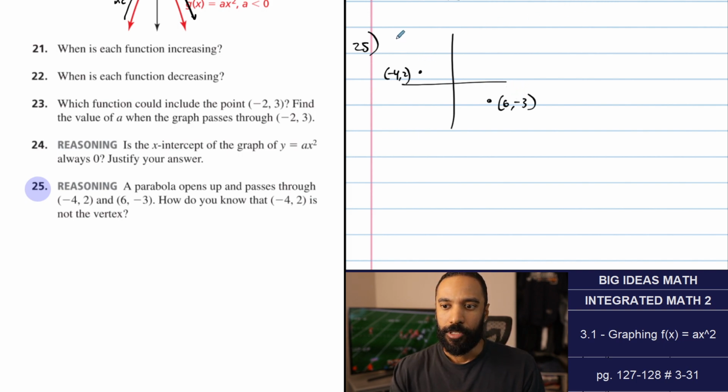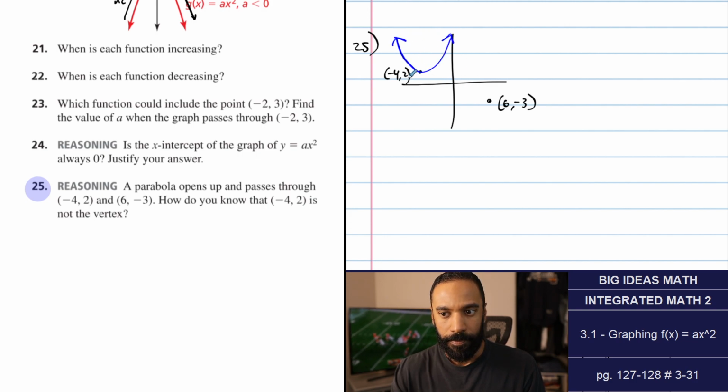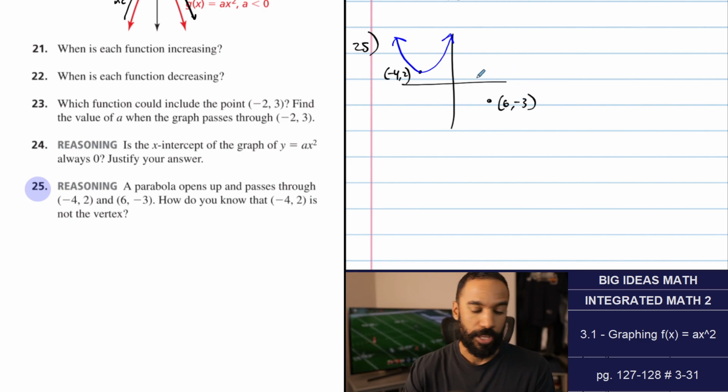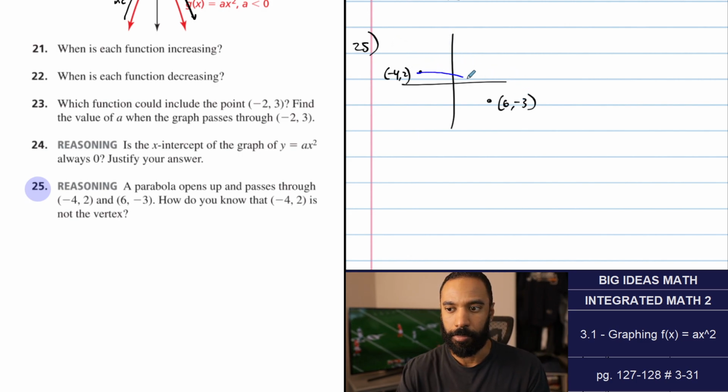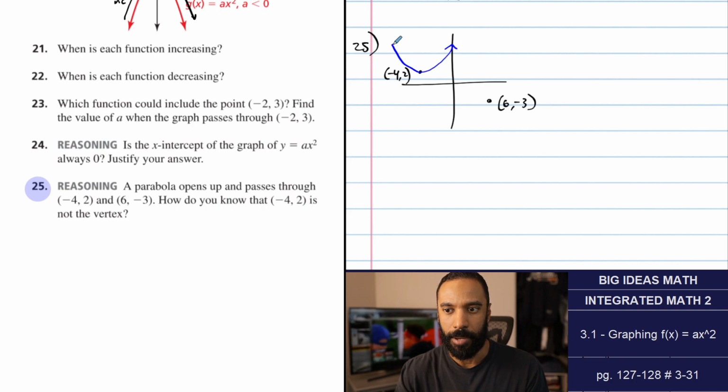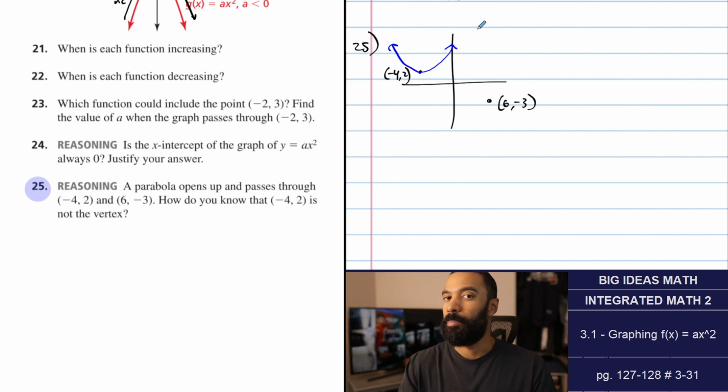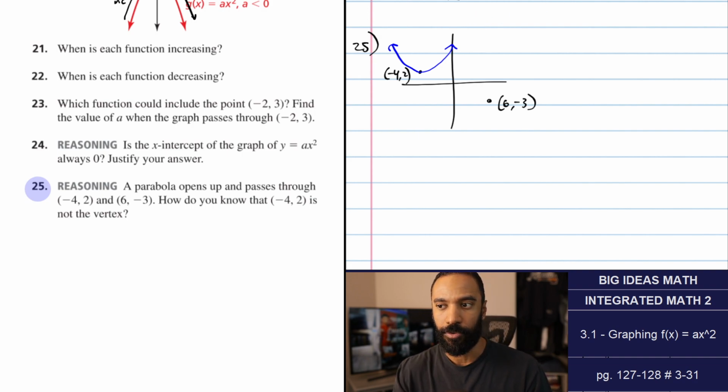If negative 4, 2 was the vertex, then there would be no values below 2. 6, negative 3 is not possible. Now listen, there's a parabola that can go through here. I could hit a parabola that does that, and if it does, that could be the vertex. But if the parabola opens upward, it's going to hit 6, something, but it'll never hit negative 3 for y. So let's explain that.